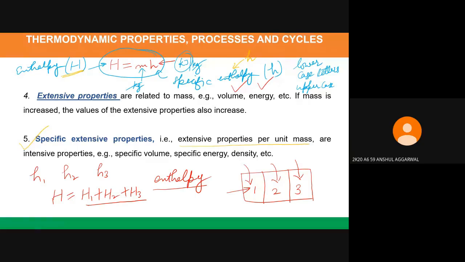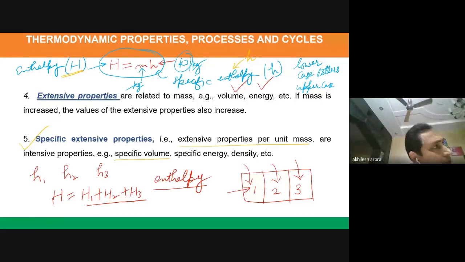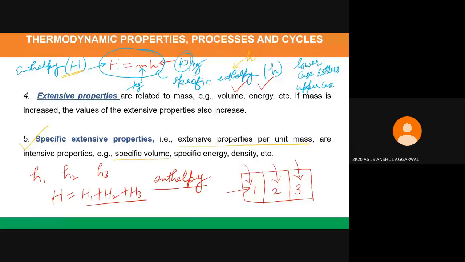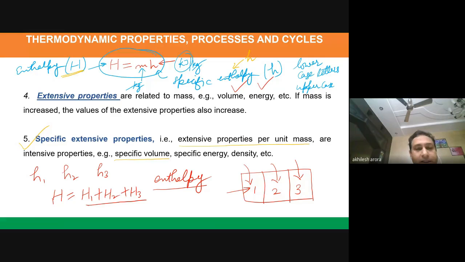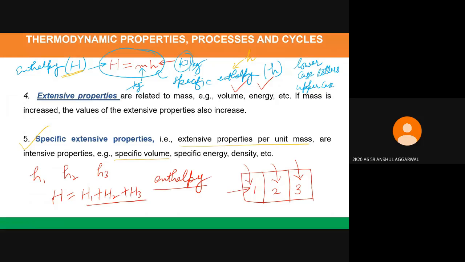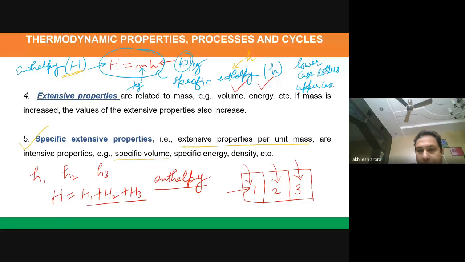For example, specific volume. Sir, if we divide extensive properties by mass, they are still not dependent on mass, so can't they be called intensive properties only? Like here, small h. Then they will become specific extensive properties. Yeah, but they are intensive also. Specific extensive properties are intensive properties only. Okay. It is written here, if you will see, extensive properties per unit mass are intensive properties. For example, specific volume.